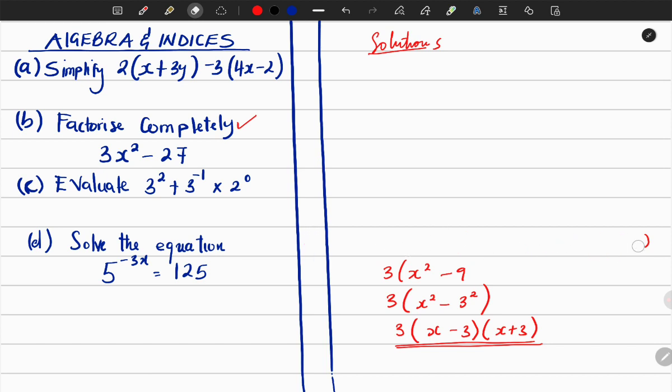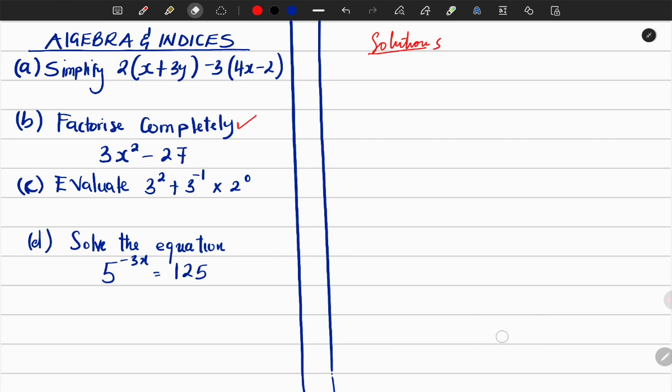The next one is about evaluation, which is C. We're evaluating 3 squared plus 3 to the power negative 1 multiplied by 2 to the power 0. A number raised to the power 0 is always 1, except a 0 raised to the power 0 itself. So 3 to the power 2 means 3 times 3. It means the 3 should come twice, plus 3 to the power negative 1 is just the reciprocal of 1 over 3. That's all. Times what we have here is just 1.